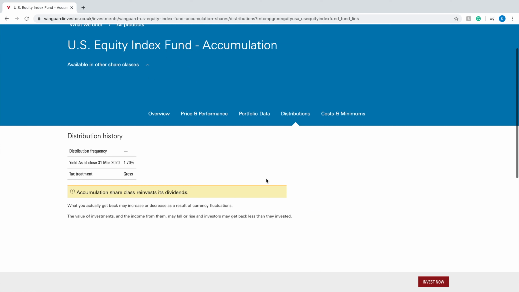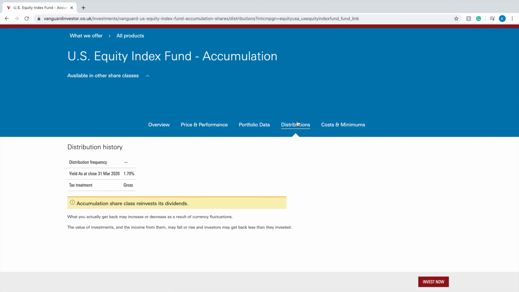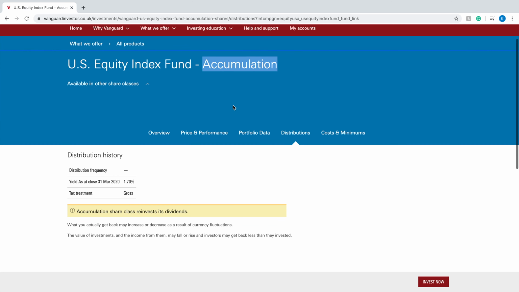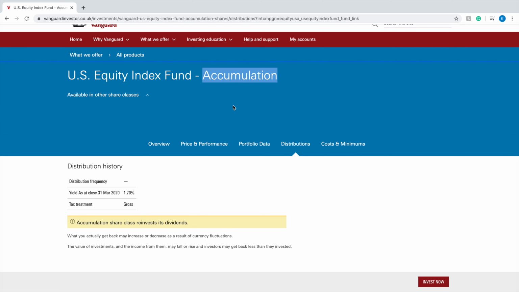Let's look at distribution. Distribution is the dividends a company or a fund provides. So this is a return that investors get. Now, this is an accumulation fund, which means any dividends or cash payments that this fund gives get reinvested. You can also buy income funds. So if you just go in here and look at income funds, that would actually pay it out. So let's have a look at that.